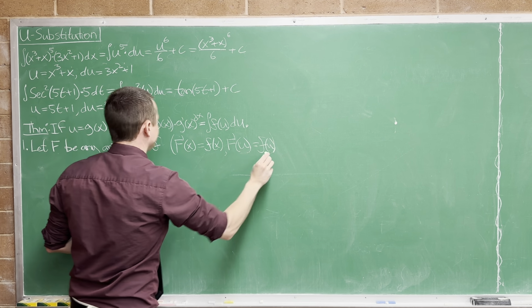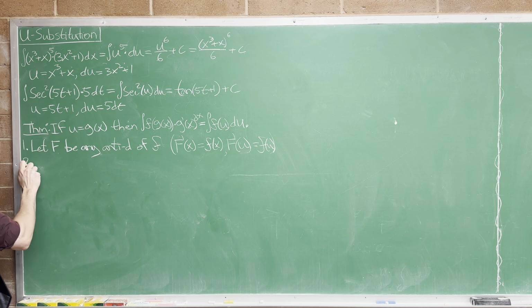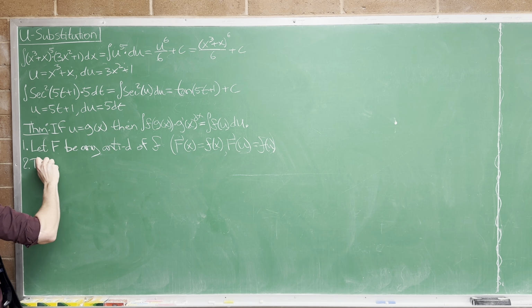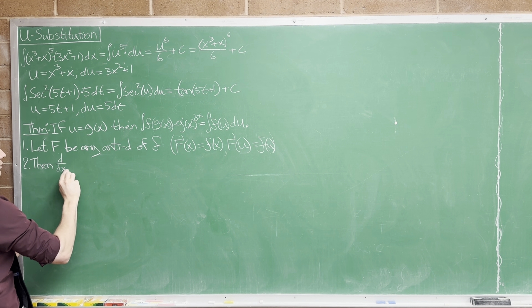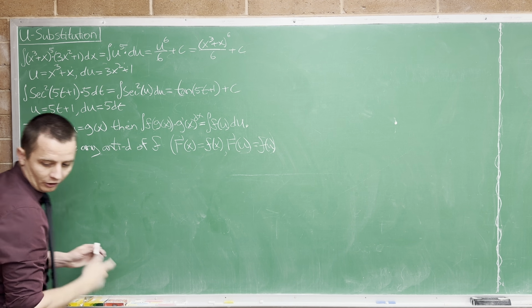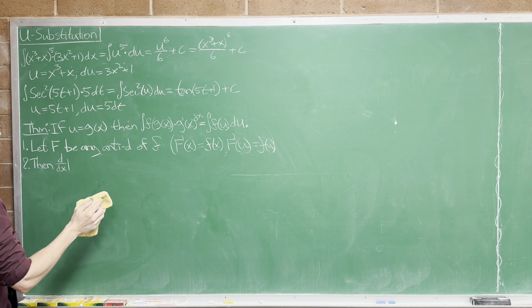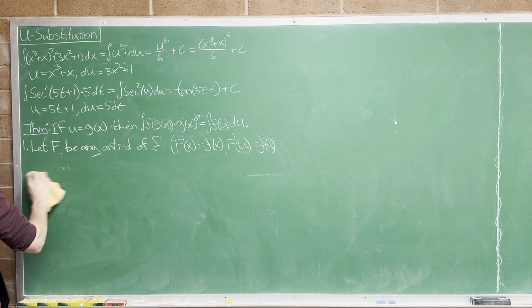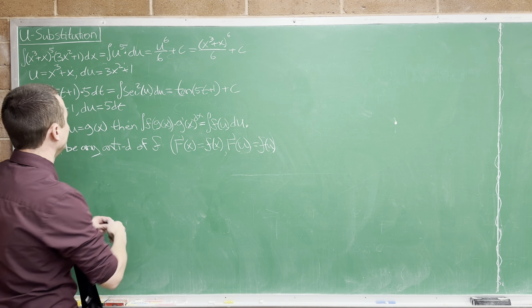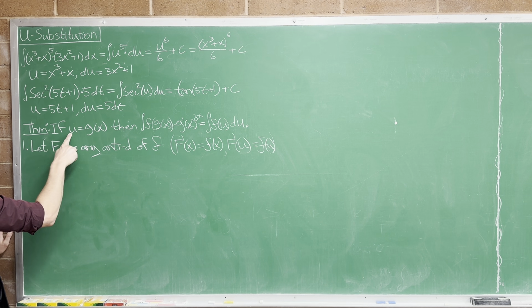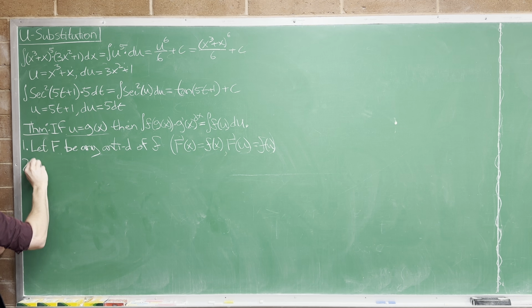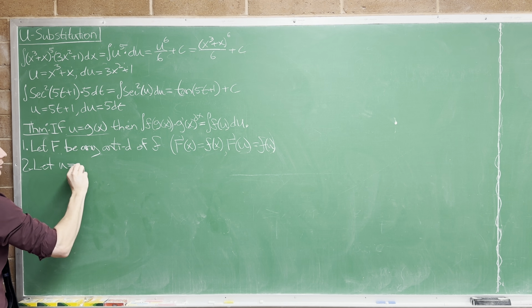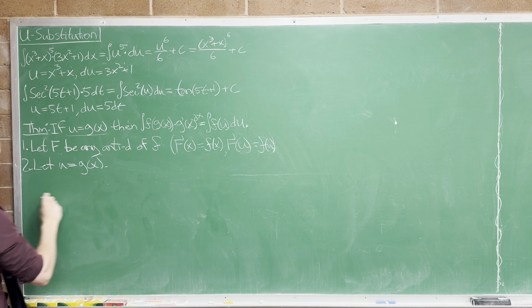Okay. So 2. Then, the derivative with respect to x of, oh, sorry. I forgot to also say, let u equal g of x. Let's assume that I said that. Let u equal g of x. That's the substitution we want to use. Okay, now we'll come down here.